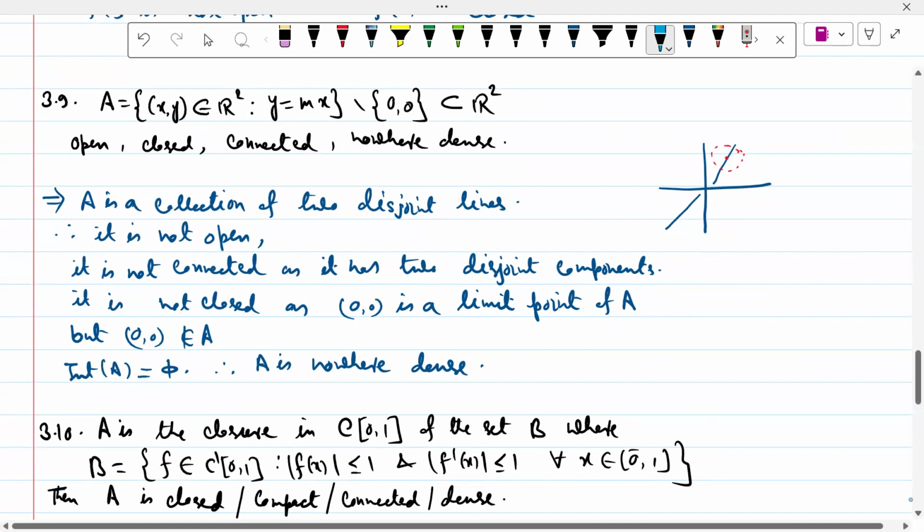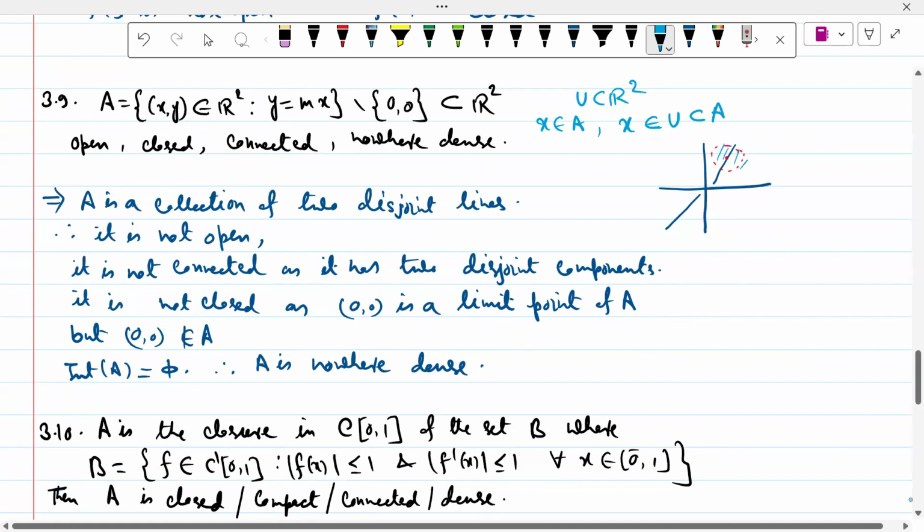And obviously, this is not open, because for open, you need to have some open interval U subset of R2. For any point x belongs to A, you have a neighborhood of x which belongs to U, and U has to be a subset of the whole of A. So open sets in R2 are like a disk. The line cannot contain a whole disk. So this is not open.